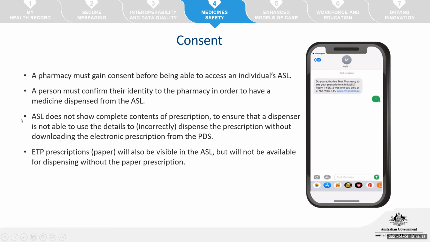As I said earlier, the active script list, the list itself, does not show the complete contents of the prescription, because that's just to help discourage the dispenser or the pharmacist from simply dispensing straight off of that list without actually downloading the prescription details into their dispensing software. And again, those ETP prescriptions, those paper scripts with the barcode, they're also visible in the active script list.